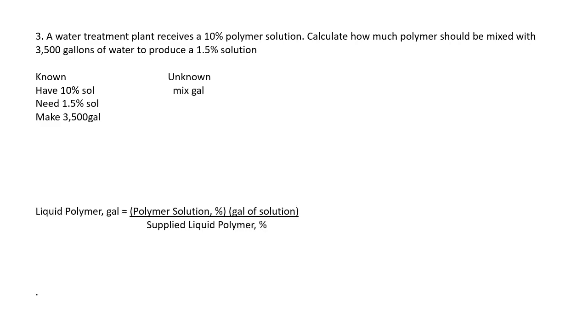Same formula: polymer solution percent that's desired times gallons of solution divided by the supplied liquid polymer percent. We plug our numbers into the formula. We have the desired 1.5% solution times the 3,500 gallons divided by the 10% solution provided. You do the math on the top, 1.5 times 3,500, and you get 5,250. We're going to divide that by the 10%. Again, the percents will cancel out and leave you with gallons. And you have 525 gallons as the answer.